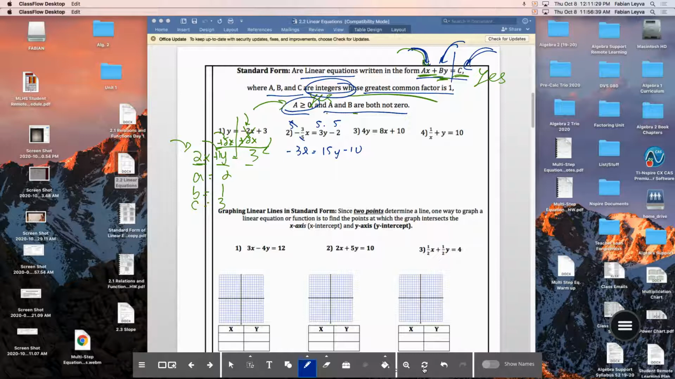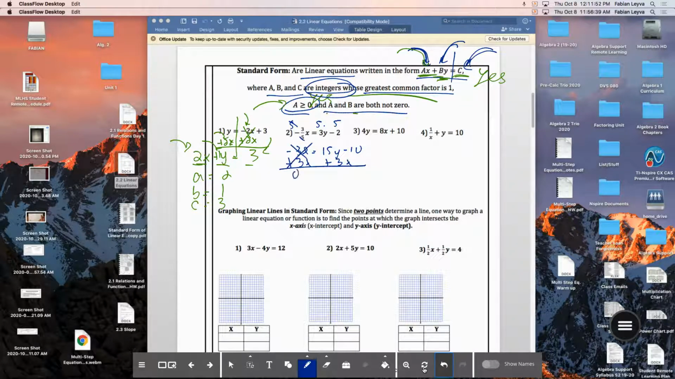Now that I have the fractions out of the way, I can see if I have my x and y on the same side. And the answer is I don't. They're on opposite sides. So I can see clearly here that I have to move one of them over. And now, is my a, the coefficient in front of the x, positive or negative? It is negative, so that means I'm going to move that over to make it positive.